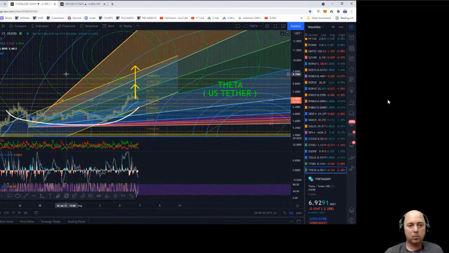My personal thought on this is if you're a Theta fan, you should have been in already. You're not late to the party by any stretch of the imagination, because I think we all know where this is going. Should you trade it? I would be trading T-Fuel before I would ever touch Theta as a swap trade or as a money-making trade. Let's go ahead and take a look at T-Fuel, and then I'll cut you loose here.